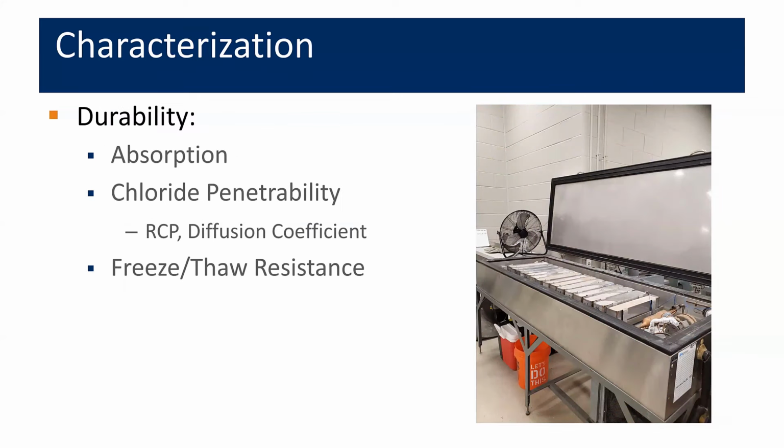And finally, when I think of ultra-high performance, I think of performance, I think of durability. And so for UHPC, it's often also important to characterize the durability. And so this can be accomplished through characterizing the absorption, which reflects how much moisture can be absorbed by the concrete. It can be performed by assessing the chloride penetrability, either through a rapid chloride permeability test or RCP test, which a lot of DOTs specify, or it can be accomplished through a diffusion coefficient test, which is probably a little bit more accurate for a material like this that's got a pretty high density. And finally, you can characterize the freeze-thaw resistance, which I'm showing in this figure here.